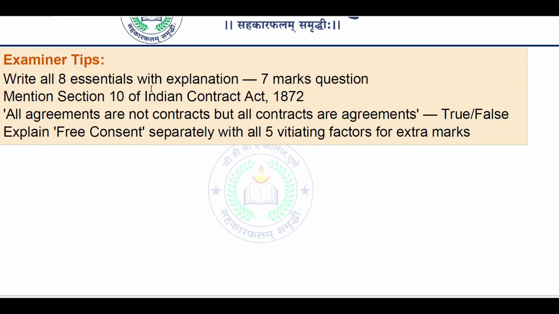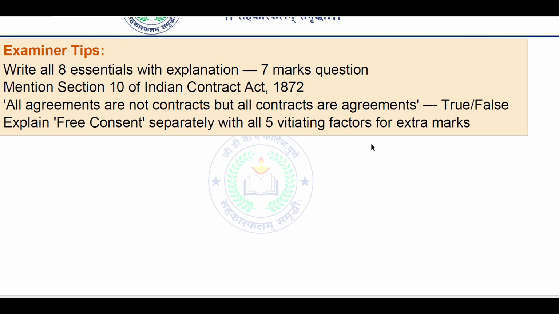So, tips for the examination. If this question comes, write all eight essentials with the explanation, 7 marks. Mention Section 10 of the Indian Contract Act 1872. All agreements are not contracts, but all contracts are agreements. True or false? This question can come. Explain free consent separately with all five vitiating factors for extra marks.